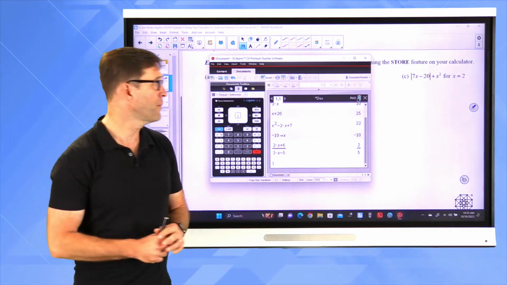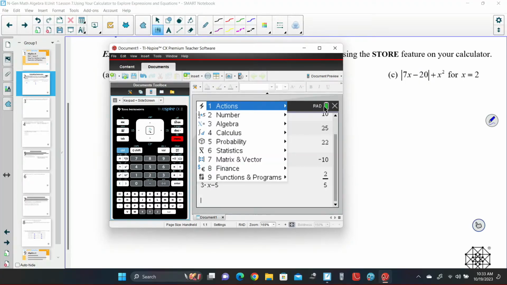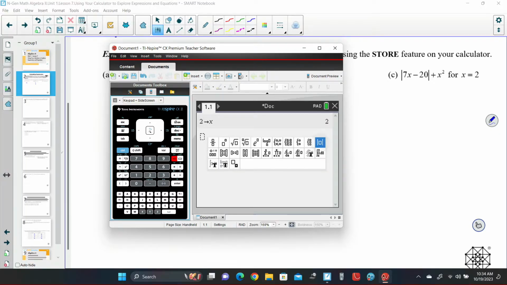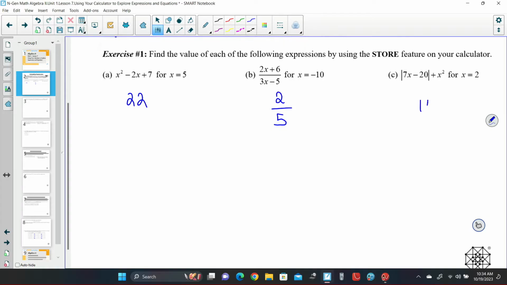All right, well, what I'm going to do really quickly is clear out the board just so that it's a little bit cleaner. I'm going to take 2, store that in x. Excellent. I'm going to go up here, grab my absolute value. That's going to be 7x minus 20. I've got to get outside of the absolute value bars. Now I'm going to hit plus x squared, enter, and all of that is equal to 10.